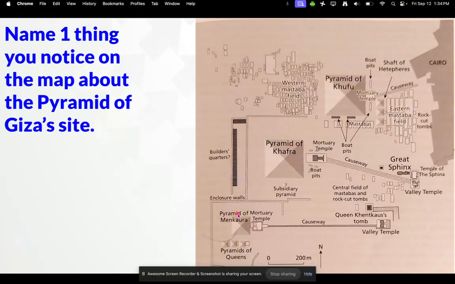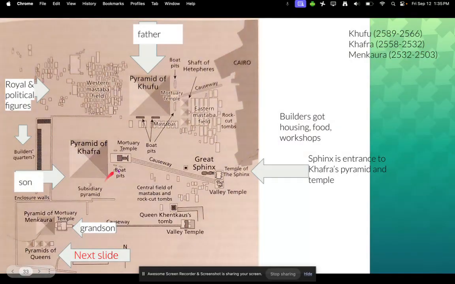So tell me, name one thing you notice about the map. Name one thing you notice on the map about the Pyramids of Giza site. Sorry, sometimes I talk so fast, I don't know what I'm saying.